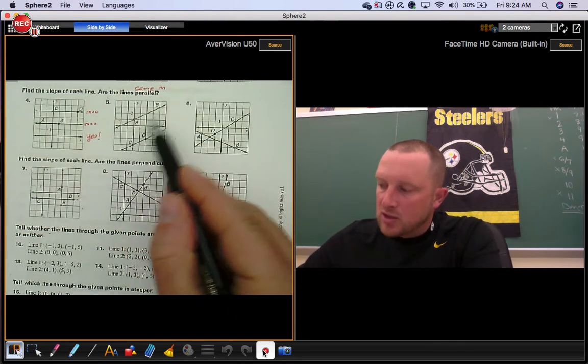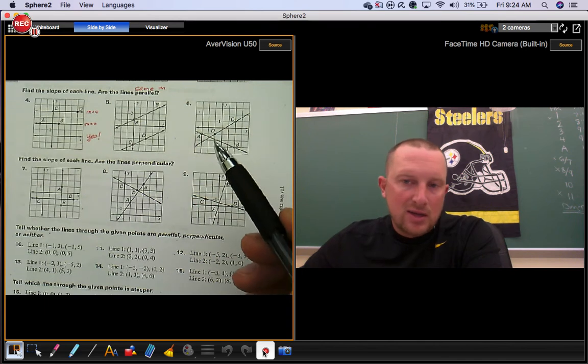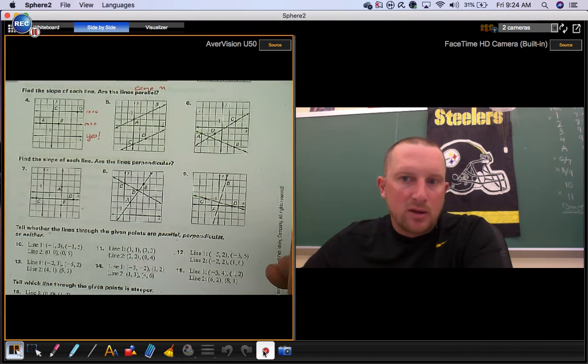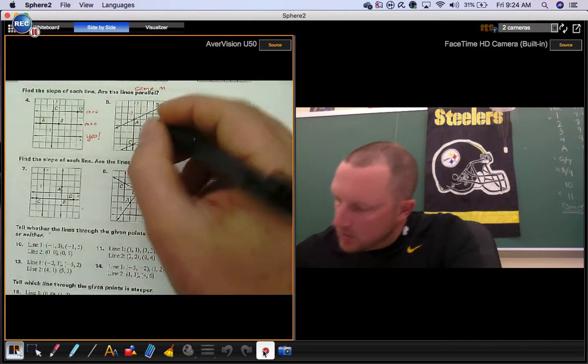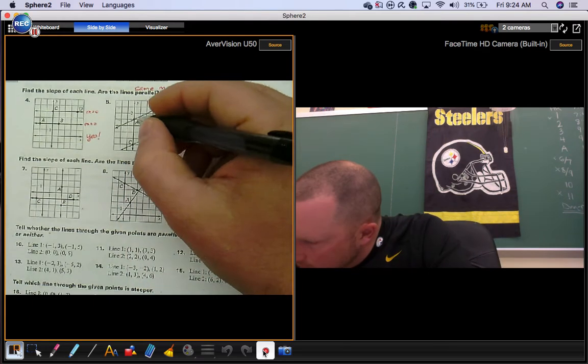Here's 2 lines. They sure look parallel. Now, you can't just say, well, they look parallel, so they're parallel. You got to find the slopes. So I'm going to find the slope of this first line.